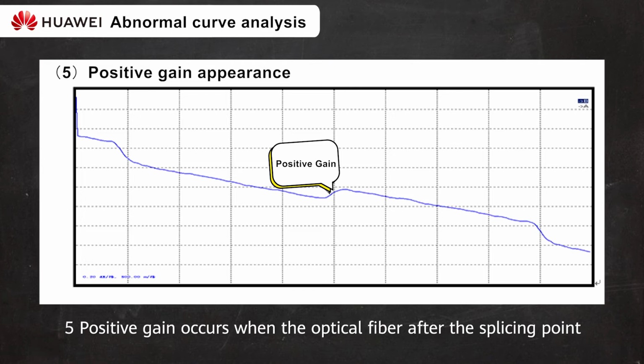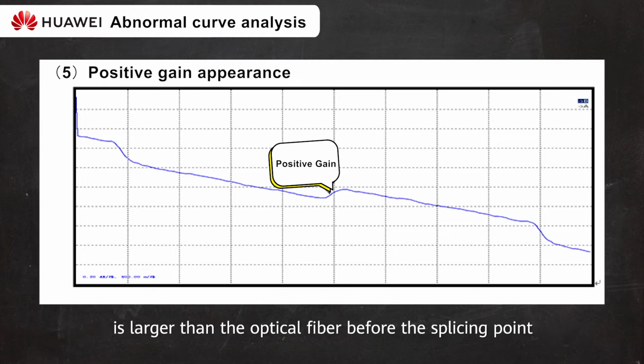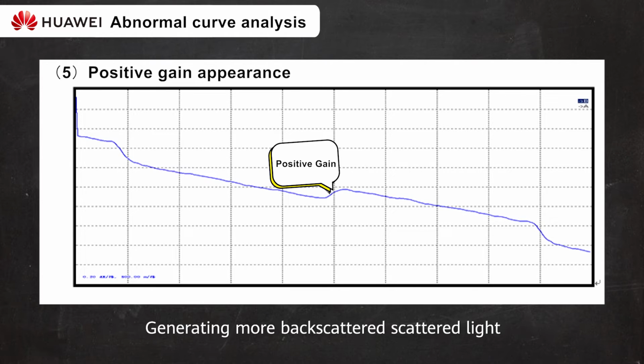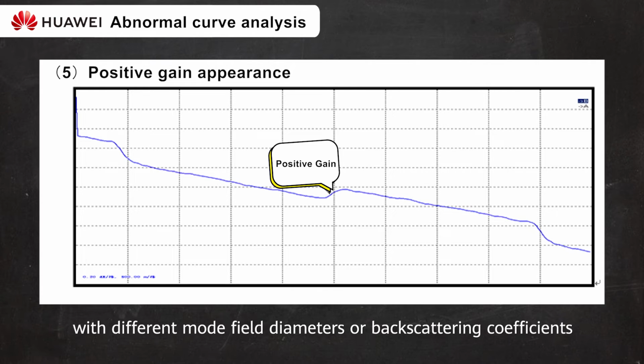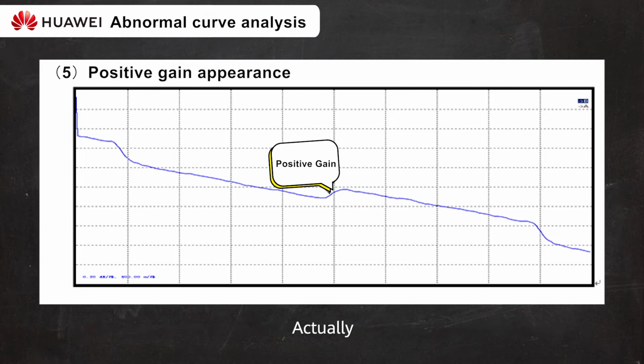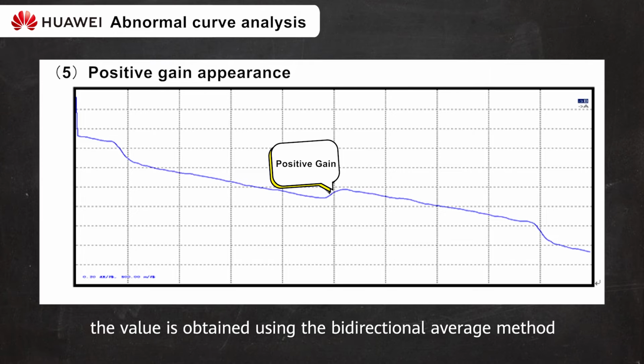5. Positive gain occurs when the optical fiber after the splicing point is larger than the optical fiber before the splicing point, generating more backscattered light. It is often found at the fusion splicing points of fibers with different mode field diameters or backscattering coefficients. Actually, the splicing point has loss. Generally, the value is obtained using the bidirectional average method.